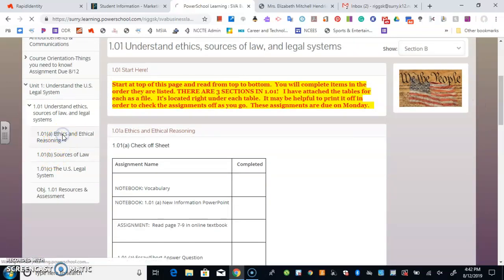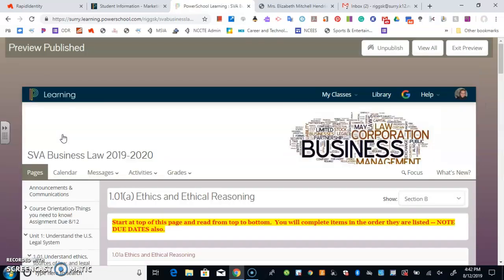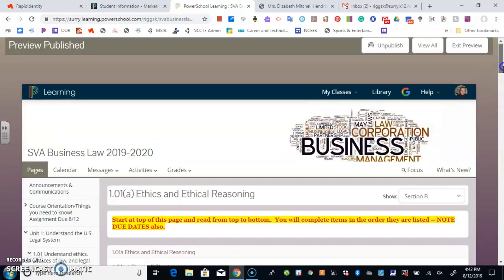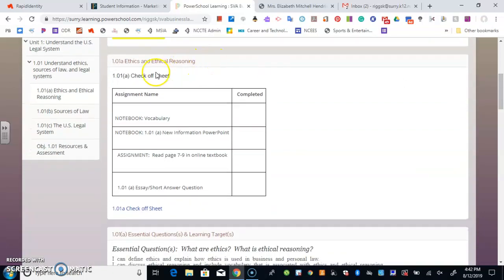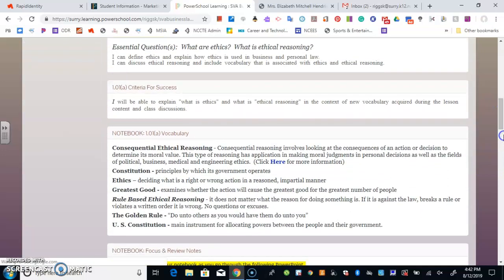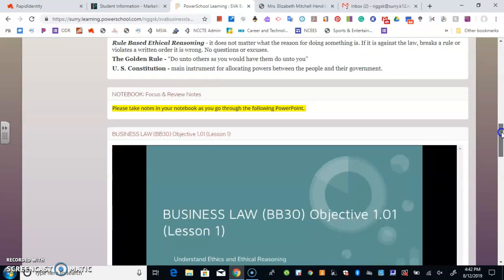And we start with 101A, ethics and ethical reasoning. And you'll notice at the top of each page, I have for you what you need to do. Stuff that has to go in your notebook and things that you have to do for assignments. So let's look at how we're set up. We've got your learning targets and your central questions, your criteria for success. Here's your vocabulary for 101A.